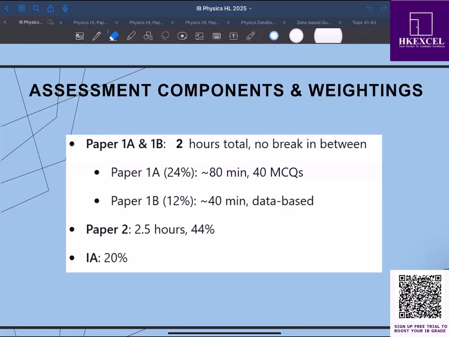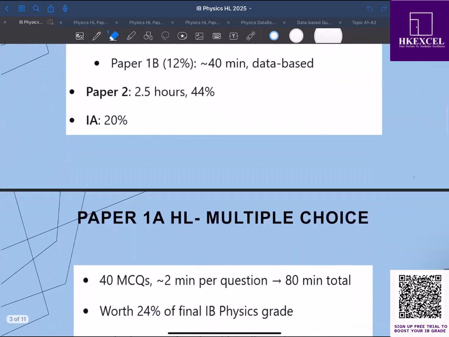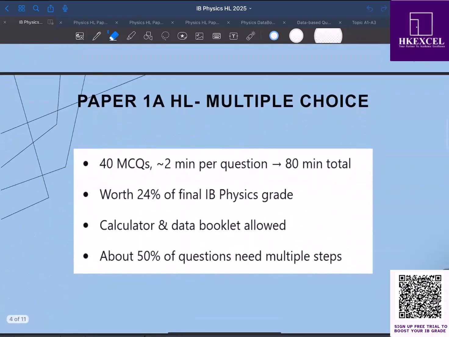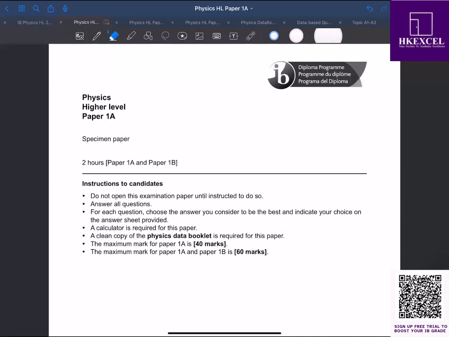Now, let's dive deeper into paper 1A. Okay? So paper 1A is multiple choice. In this paper, you'll be given 40 MCQs. So you should allocate about 2 minutes per question, giving you 80 minutes in total. So let's have a look at paper 1A.